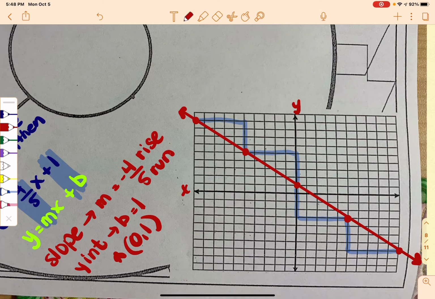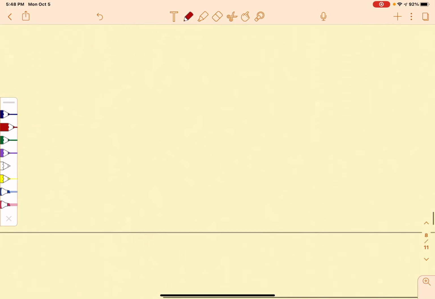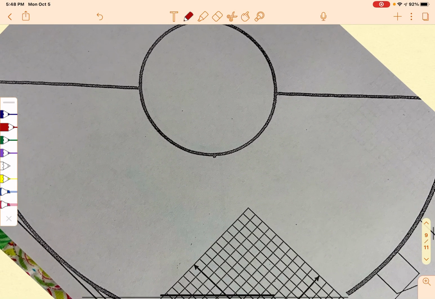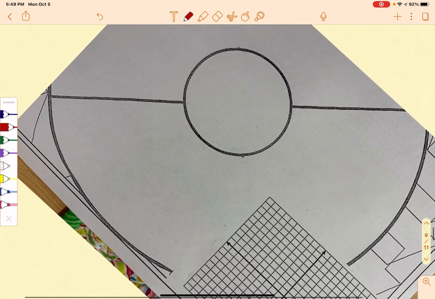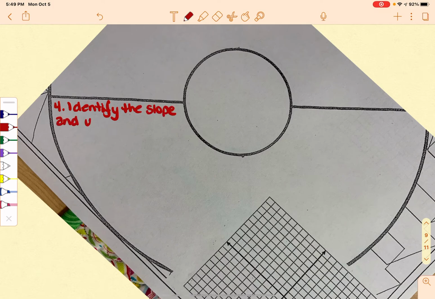Now, we got one more to graph, and then we're going to call it good for today. So here's my next one. I'm going to go to number 4. Same directions. Identify the slope and y-intercept. And then we're going to graph.